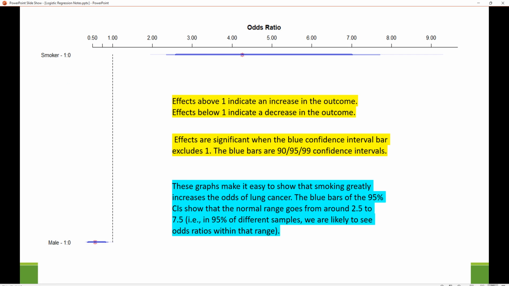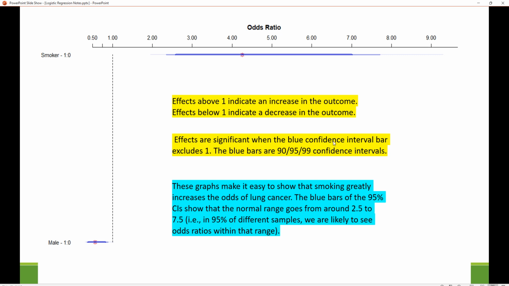And here's some ways of how we can visualize our odds ratio. We can do graphs, and just to reemphasize, effects above 1 indicate an increase in the outcome, effects below 1 indicate decrease in the outcome. We see effects above 1 for smoking status and effects below 1 for male status.